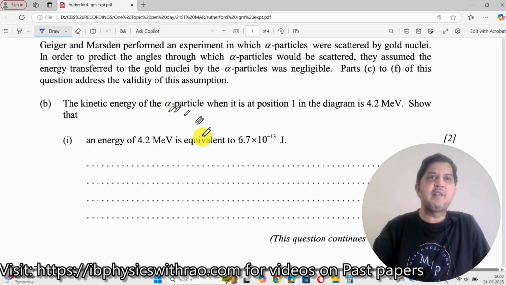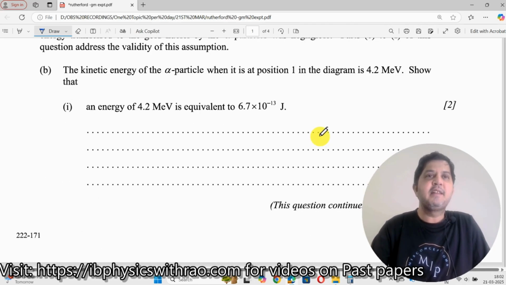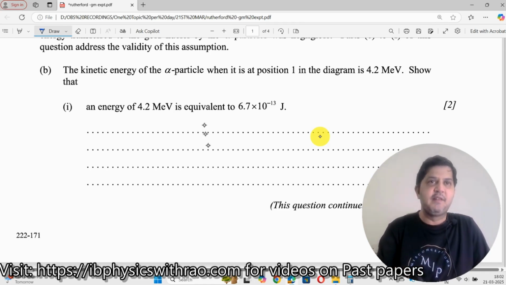The kinetic energy of the alpha particle when it is at position 1 in the diagram is 4.2 MeV. So here the energy of the alpha particle is 4.2 MeV. And then, show that the energy of 4.2 MeV is equal to 6.72 × 10^-13 joules. So you need to convert MeV into joules. That's the question. So how do I do it?